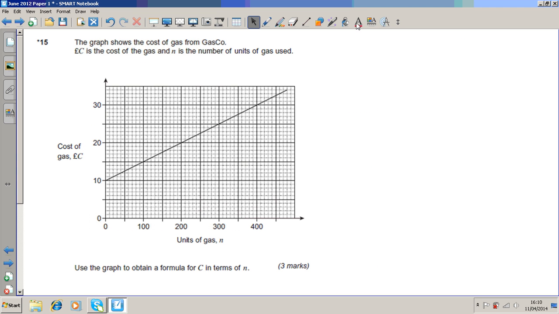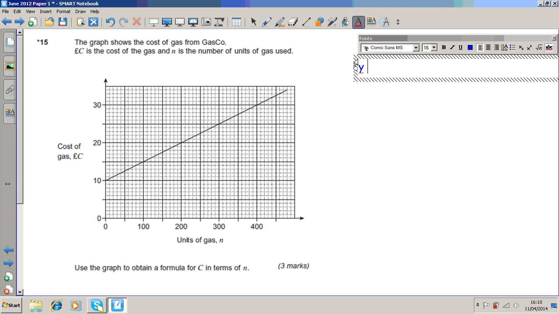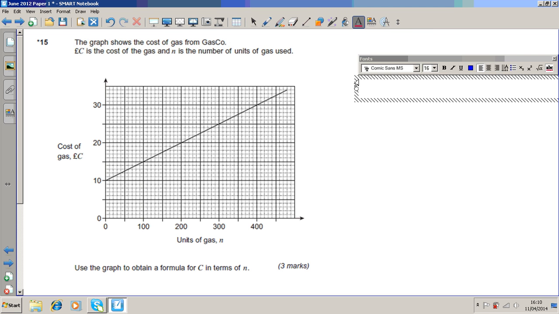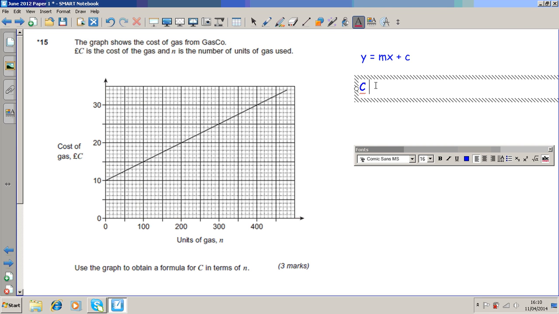So, the graph shows the cost of gas from Gasco. C pounds, N is the number of units of gas. Use the graph to obtain a formula for C in terms of N. So, straight line graphs, we've got y equals mx plus c. Whenever you've got a straight line graph, the only difference for us is our y is actually C pounds, capital C, equals m, and x is our units, plus c.